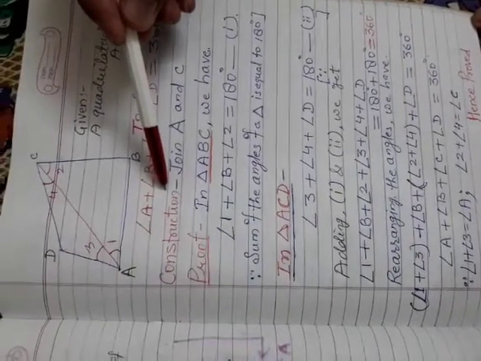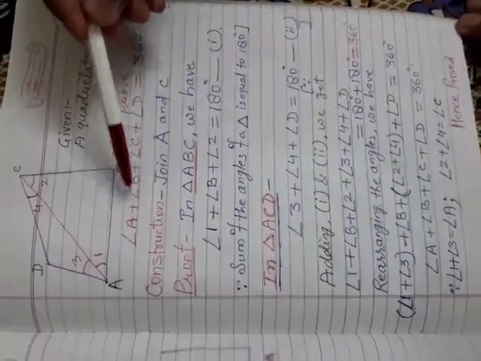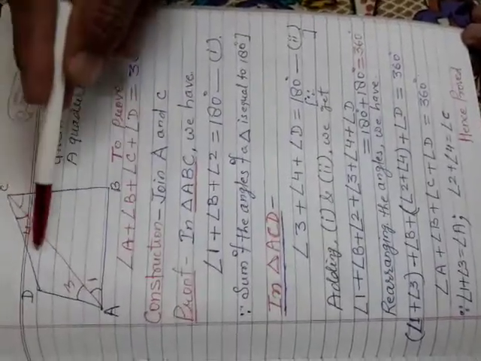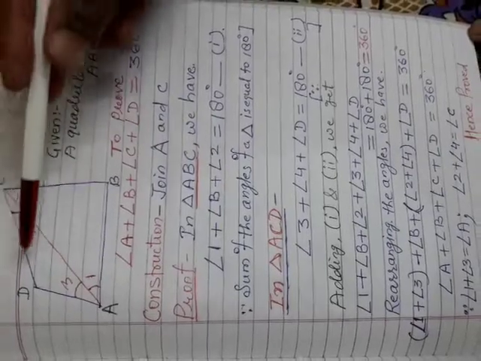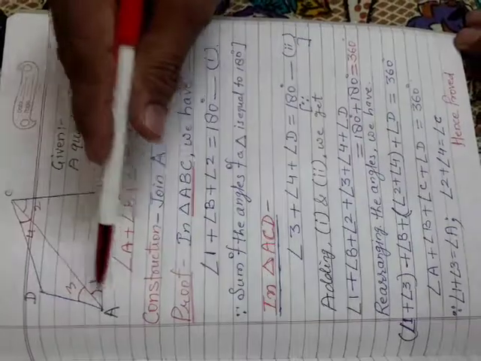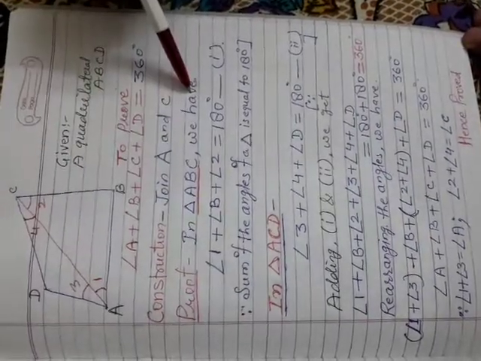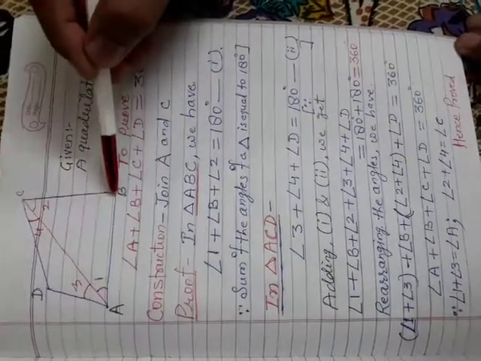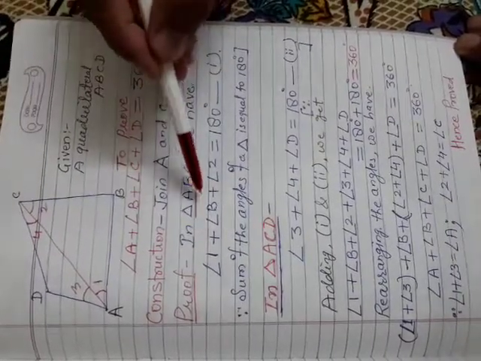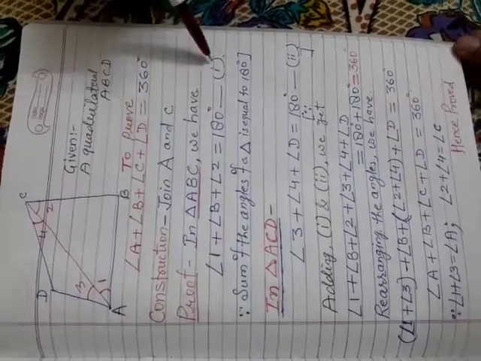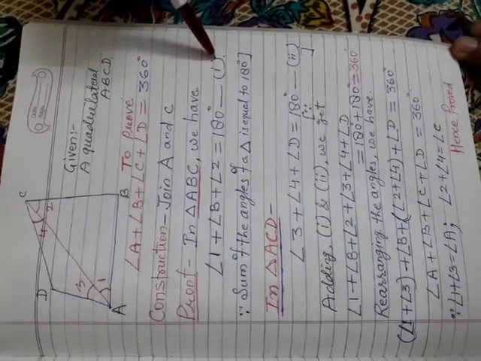Now start with the proof. Construction means the additional part we are doing. Join A to C, that is the diagonal. So the quadrilateral is divided into two triangles, this first triangle and the second triangle. From this first triangle, triangle ABC, we have the three angles: angle 1 plus angle B plus angle 2 is equal to 180 degrees. That is the first equation, or we can say the first part.